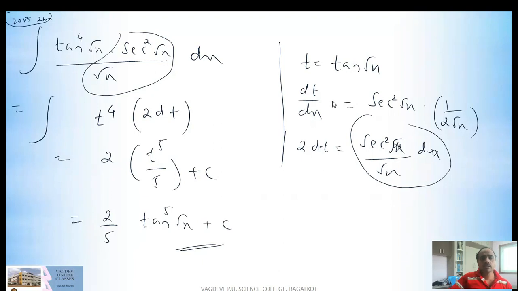No, it's not 5th root. It's tan root x to the power 4, not tan to the power of 4th root. Like tan square, tan cube, tan 4th, like that.